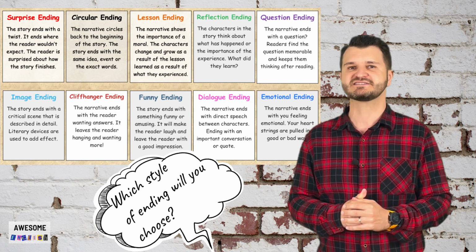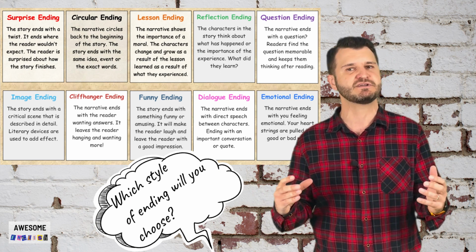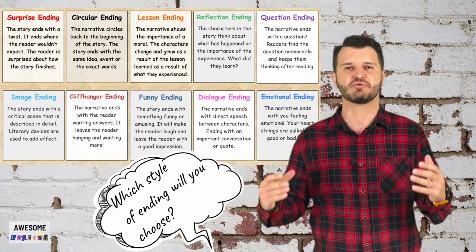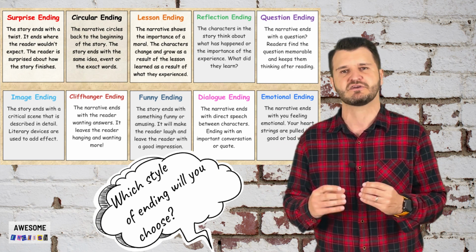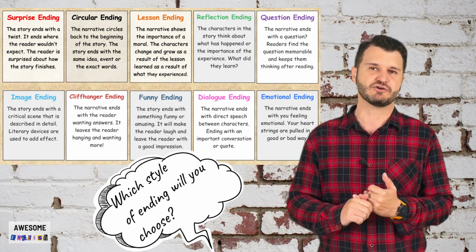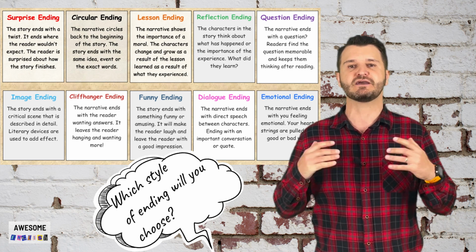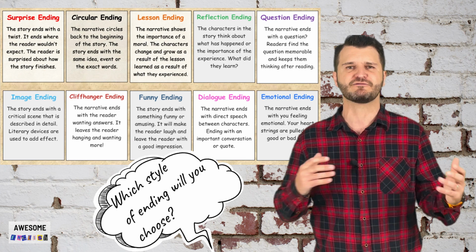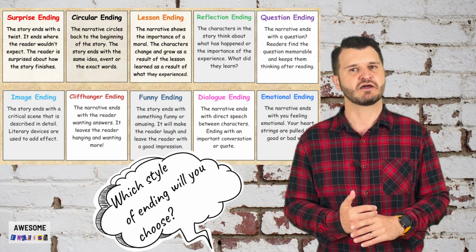And another one is a dialogue ending. This is where you're going to use direct or indirect speech. The characters can talk to each other and describe something really important that happened. They have an important conversation at the end. And the final strategy we have for you today is an emotional ending. The narrative ends with you feeling emotional. Your heartstrings are pulled. You're feeling sad, you're feeling happy. Some sort of emotion is coming out. All right, let's start practicing these today.